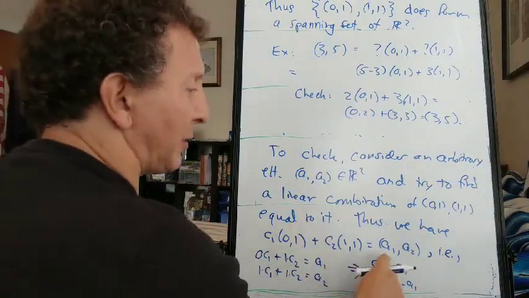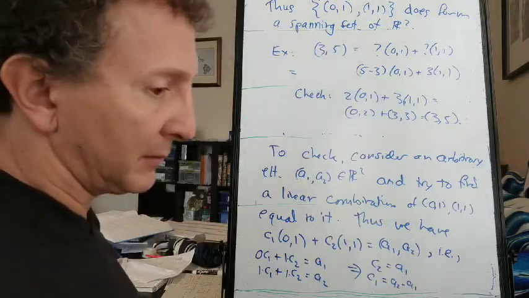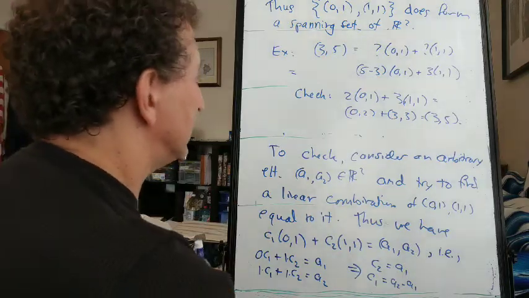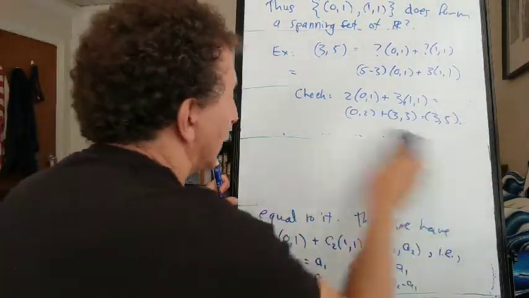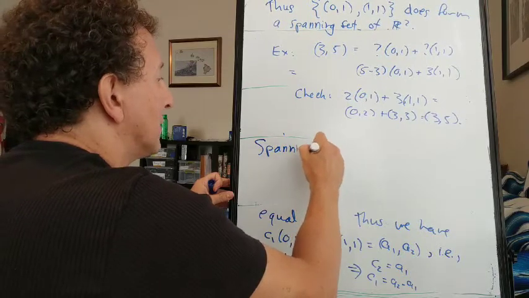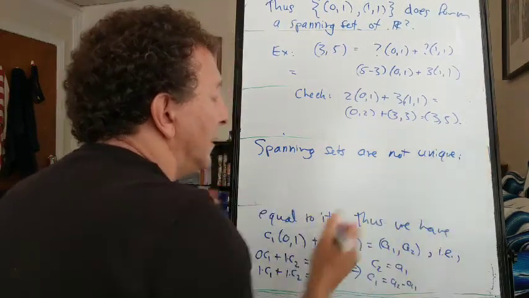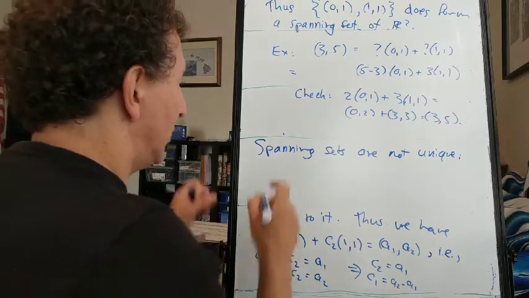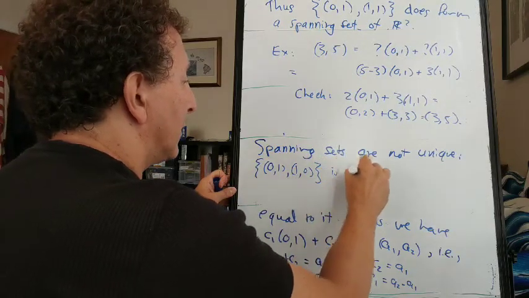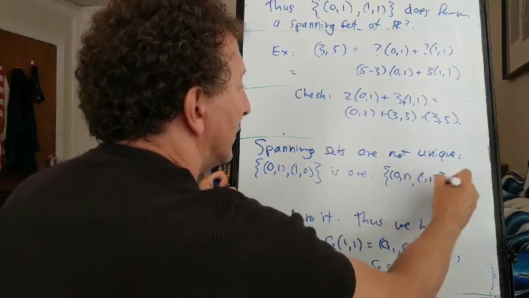So since we can get any point at all we want, A1, A2, in terms of these two vectors, we say that these two vectors span the space. So I guess spanning sets aren't unique because we just named two of them. There's more than one spanning set for R2. (0, 1), (1, 0) is one, and then (0, 1), (1, 1) is another.